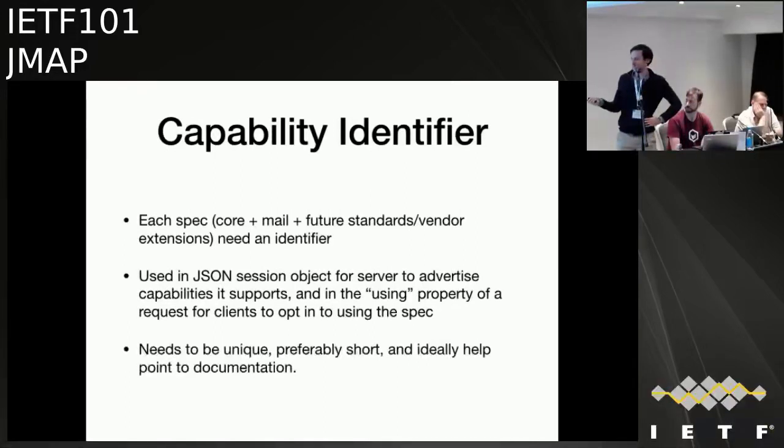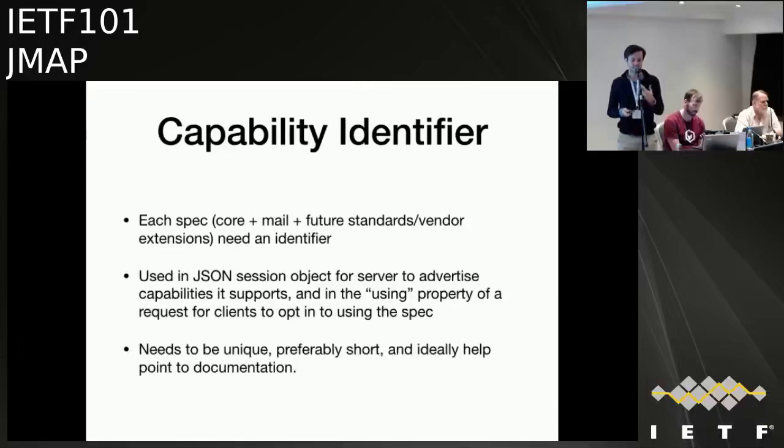Capability identifier. So each spec, including core and mail and any future ones, and including any vendor extensions which aren't going to be standardized, need an identifier. This is used in the capabilities object, so the server can advertise, I support this capability. The client uses this identifier when it sends an API request to say, I want to use this capability. You have to opt in to use any of the capabilities. So it needs to be unique, preferably short.